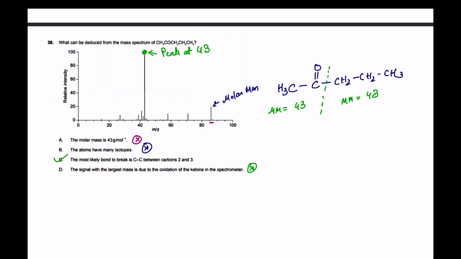And option D, the signal with the largest mass is due to oxidation of ketone in the spectrometer. This is incorrect because there is no reaction inside the spectrometer. If you want to oxidize a ketone, you have to apply some really strong oxidizing agent, and they're obviously not applied inside the spectrometer. It'll break your spectrometer.